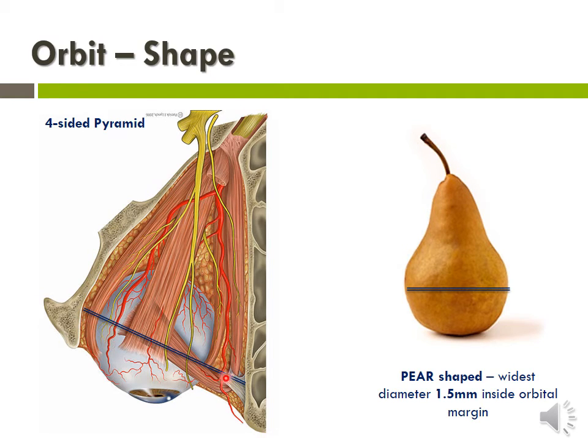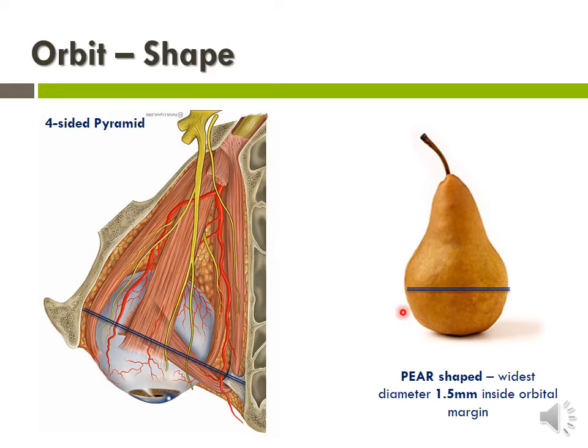It is a three-dimensional space. That is why we are not calling it triangular. So the shape of the orbit, we can say it has the shape of a pyramid, okay, because it has a roof, the lateral wall, the medial wall, and the floor.